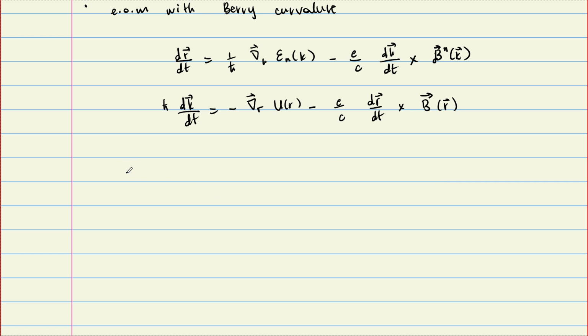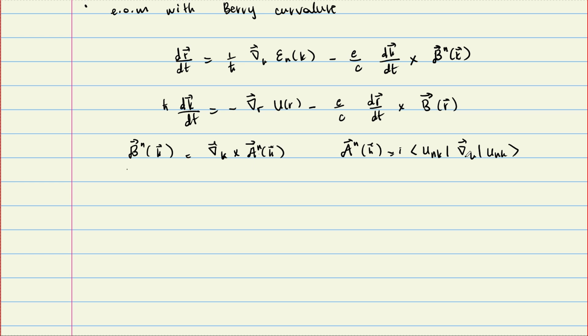Here the Berry curvature B_n(k) is given by del_k cross A, where A is the Berry connection, and this Berry connection is the usual formula: i times u_nk, del_k u_nk.